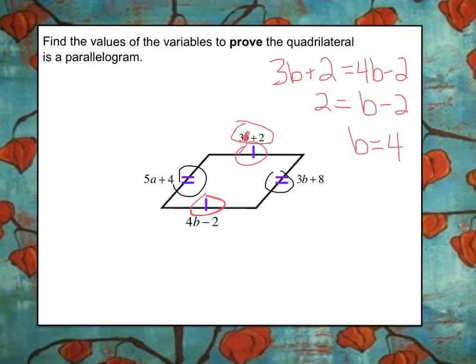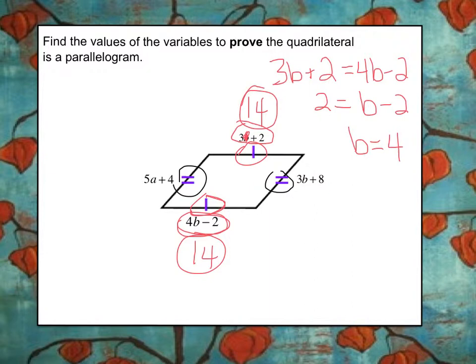So 3 times 4 is 12, plus 2 is 14. And it should also be the same down here for the second side. 4 times 4 is 16, minus 2 is 14. So that was correct. We got two sides equal. And now let's go ahead and take a look at the other two sides.